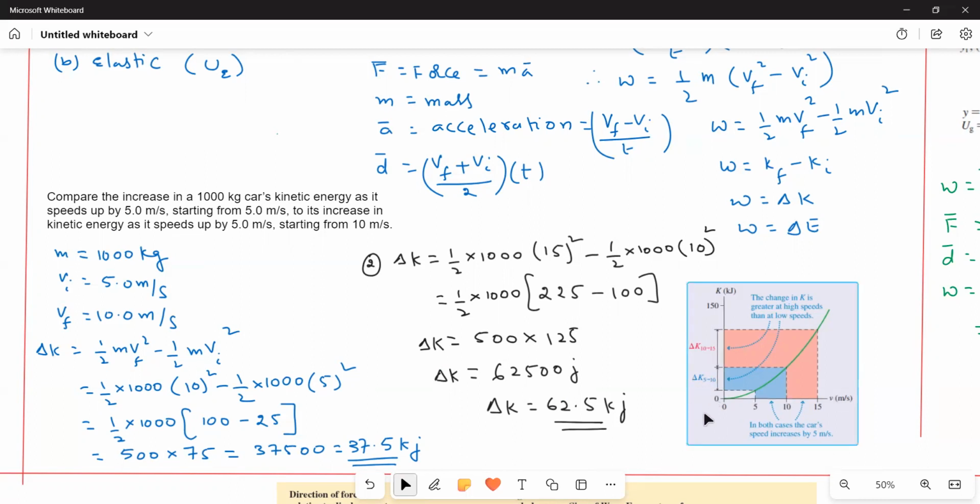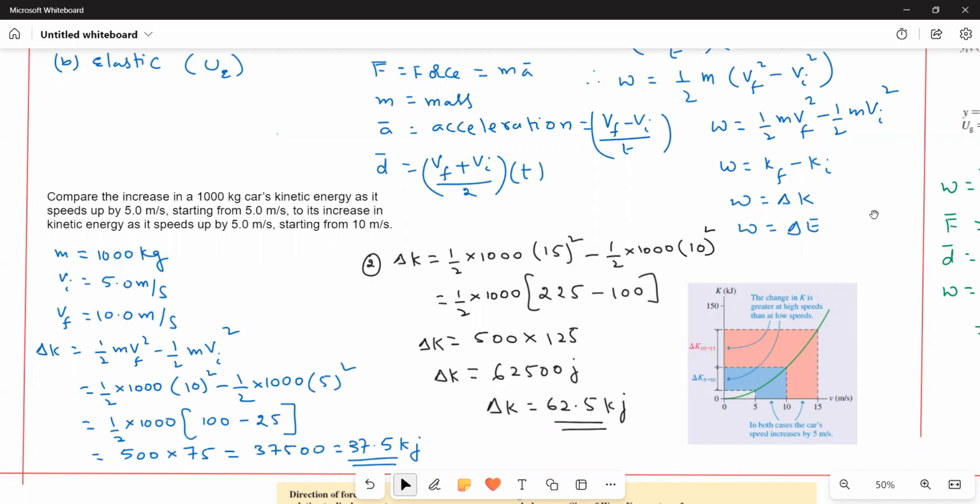Okay, so suppose we represent the kinetic energy versus velocity graph, it will be a curve, not a linear one. Here you see, the lower the velocity values, the change in kinetic energy is less. The higher the velocity, the change in kinetic energy is more. Okay. So in total, what I mean to say is that kinetic energy is the energy possessed by a body by virtue of its motion.